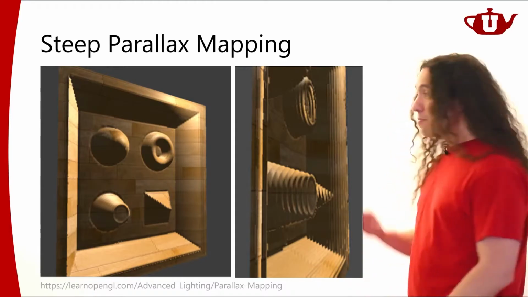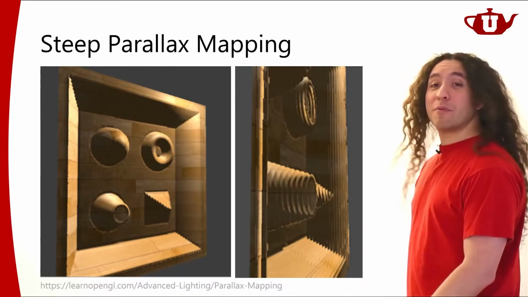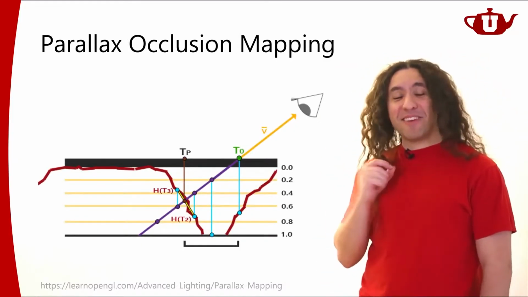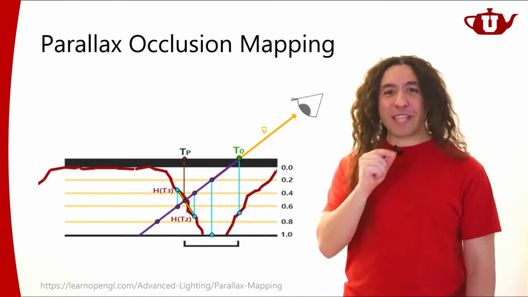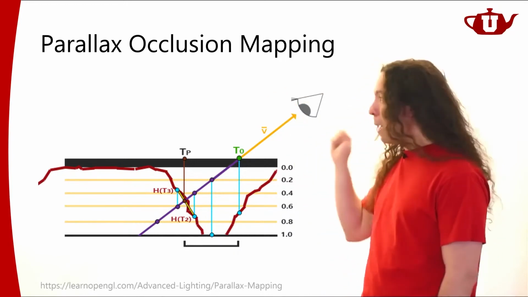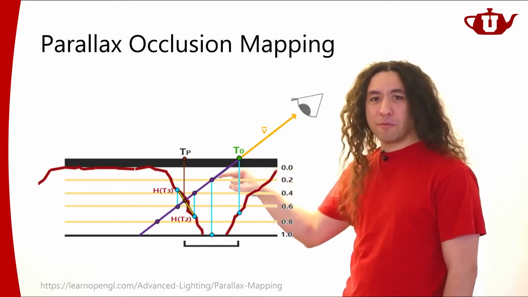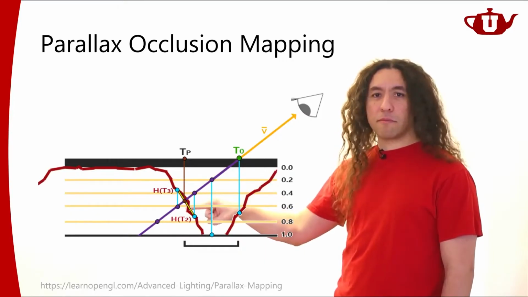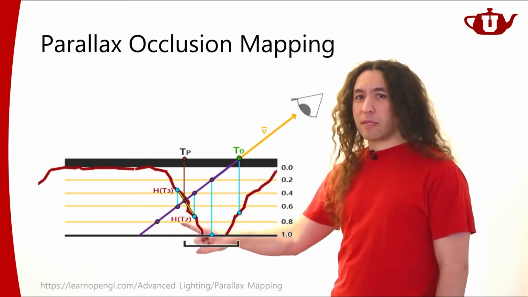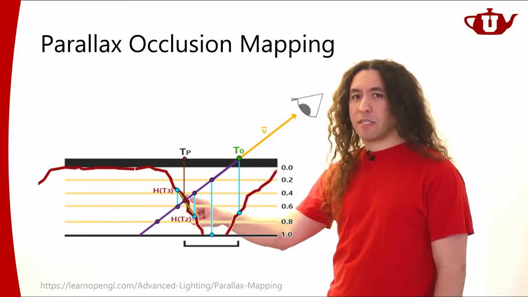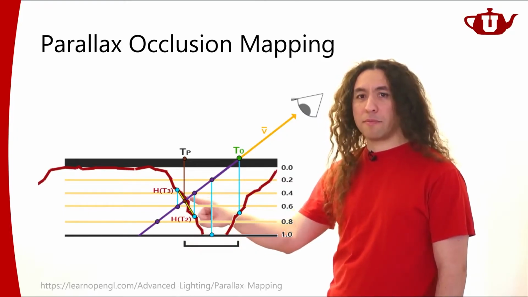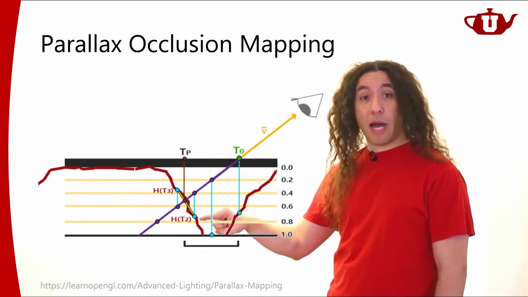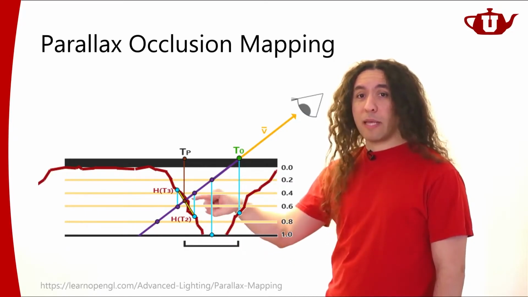Instead of using steep parallax mapping, we can use what's called parallax occlusion mapping. The idea is very similar, but we add one more step. With parallax occlusion mapping, we start with steep parallax mapping. We go next level, next level, next level, and then when you realize, oh, I went too far. At this point, the correct surface position was up here. I know those. I just don't know what's in between.